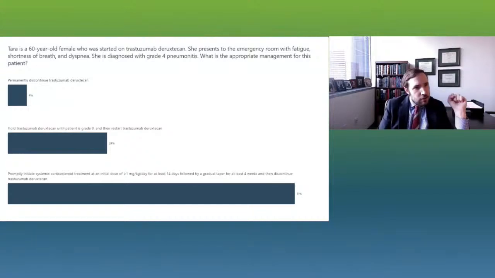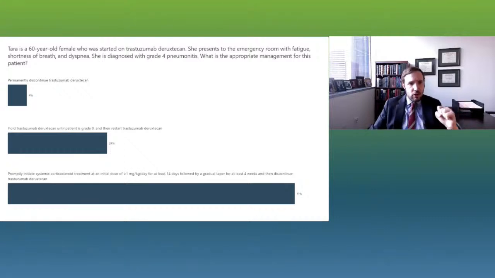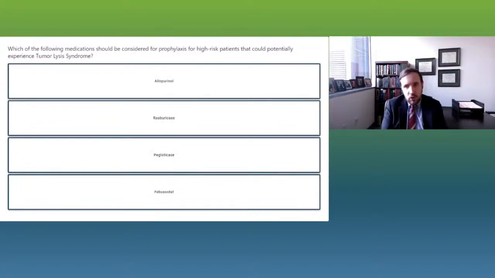All right, more definitive answers here. Looks like we have a strong showing for promptly initiating systemic steroids and gradually tapering those and stopping the drug. All right, we can go on to the next question. Which of the following medications should be considered for prophylaxis of a high-risk patient that could potentially experience tumor lysis syndrome, or TLS? Allopurinol or rasburicase, pegloticase, or febuxostat?